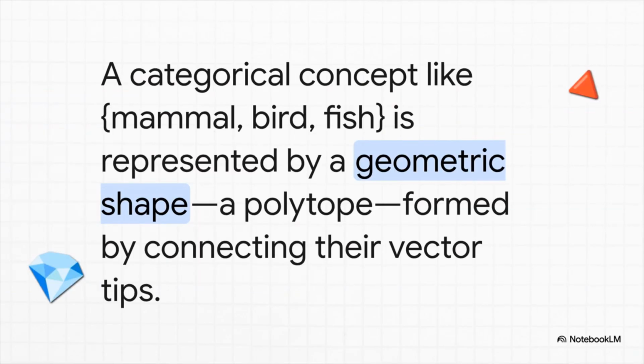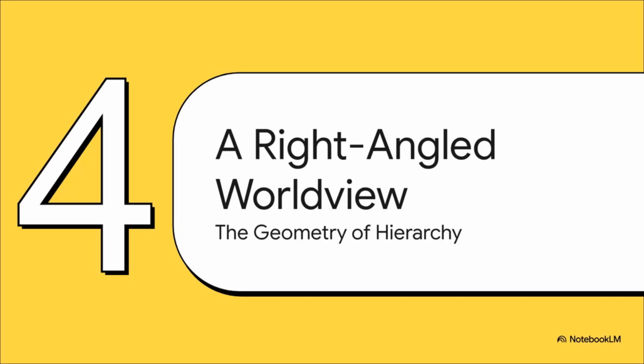And once every concept has a true vector, we can finally start doing real geometry. We can combine them. A whole category, like the group containing mammals, birds, and fish, is no longer just a loose collection of words. It's represented by an actual geometric shape, a polytope, formed by connecting the tips of the vectors for is mammal, is bird, and is fish. And this is where it gets really beautiful. Because once you can represent categories as shapes, you can start to ask how related categories are organized. Specifically, what about hierarchies? The fact that a mammal is a type of animal. Let's see how this geometry actually works.